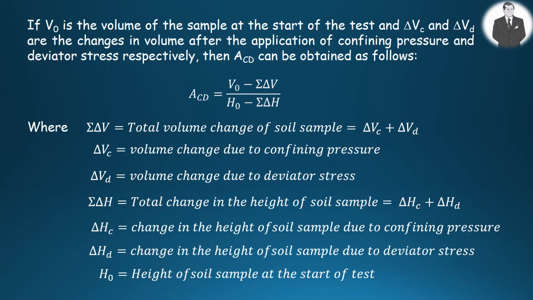Delta H is the total change in the height of soil sample, which is equal to delta H sub C plus delta H sub D. Delta H sub C is the change in the height of soil sample owing to the confining pressure, and delta H sub D is the change in the height of soil sample owing to the deviator stress. And finally, H sub 0 is the initial height of soil sample before testing.